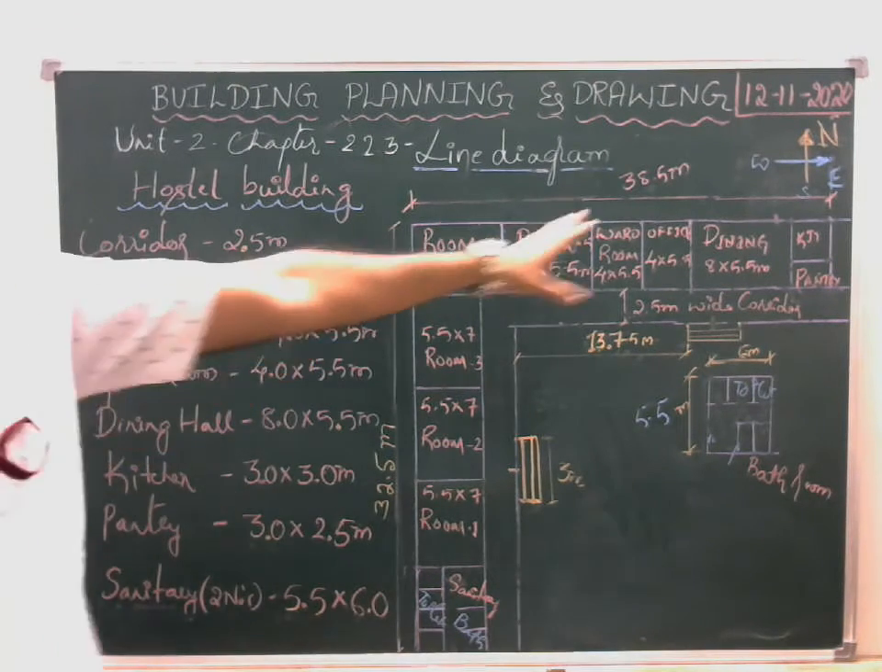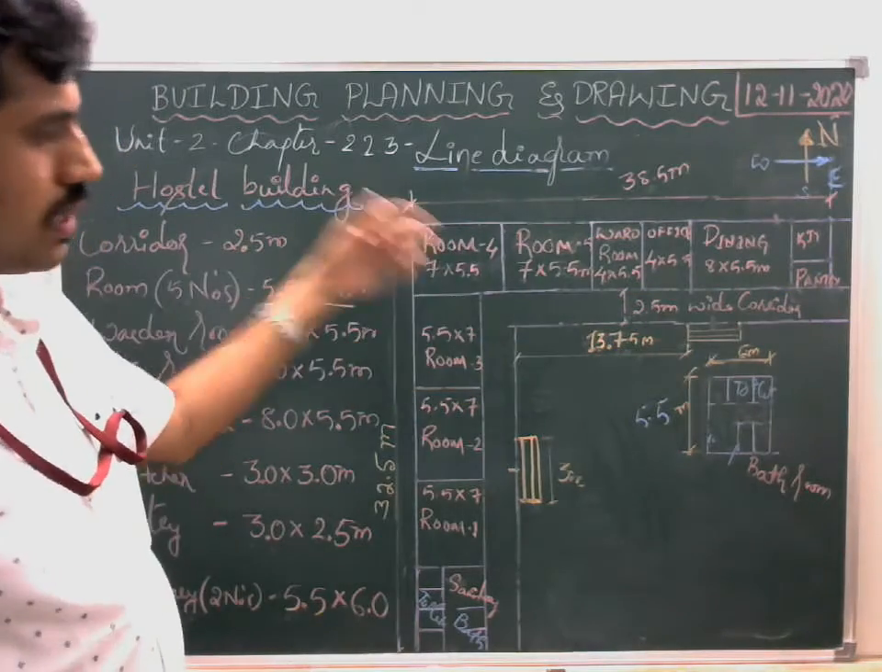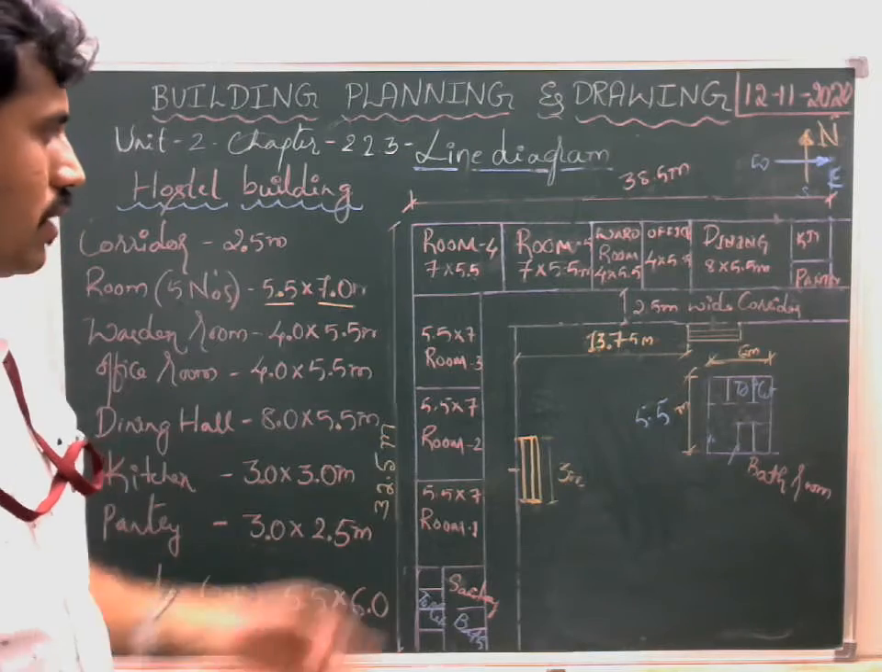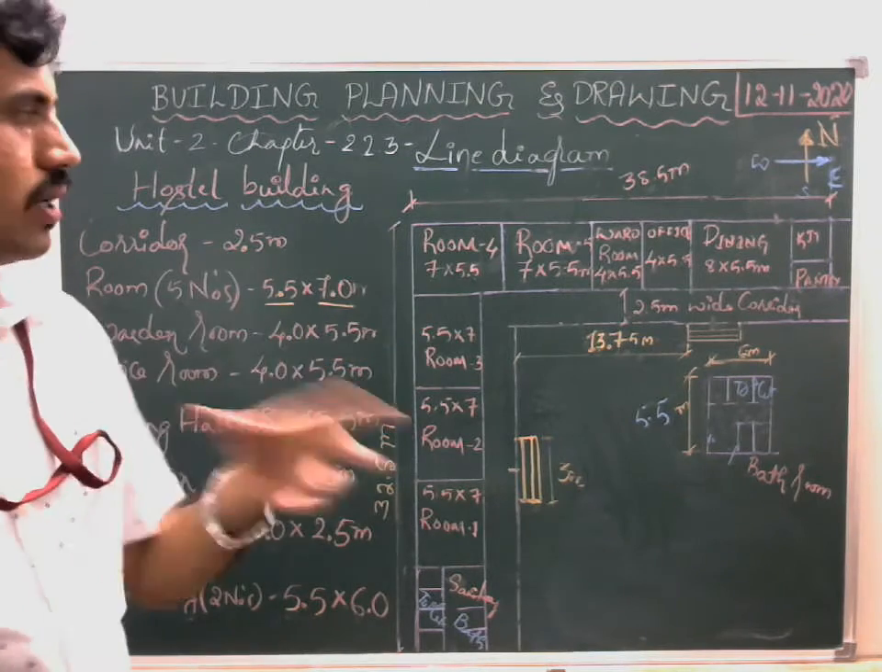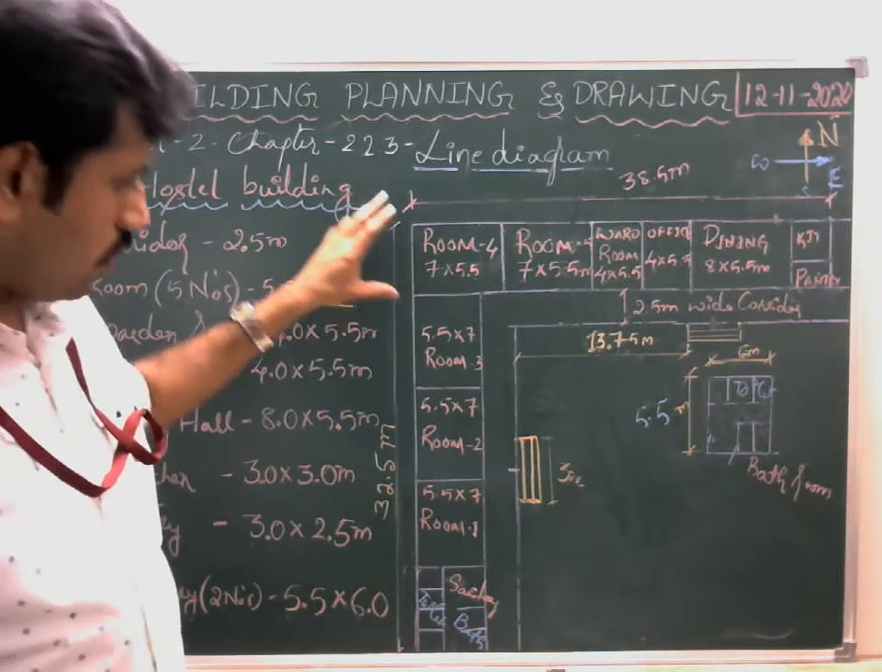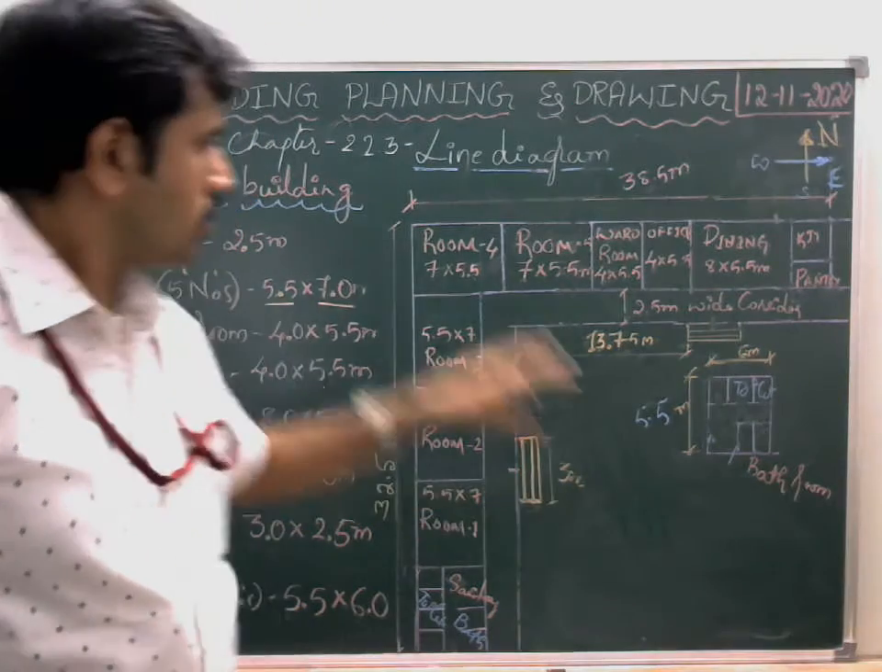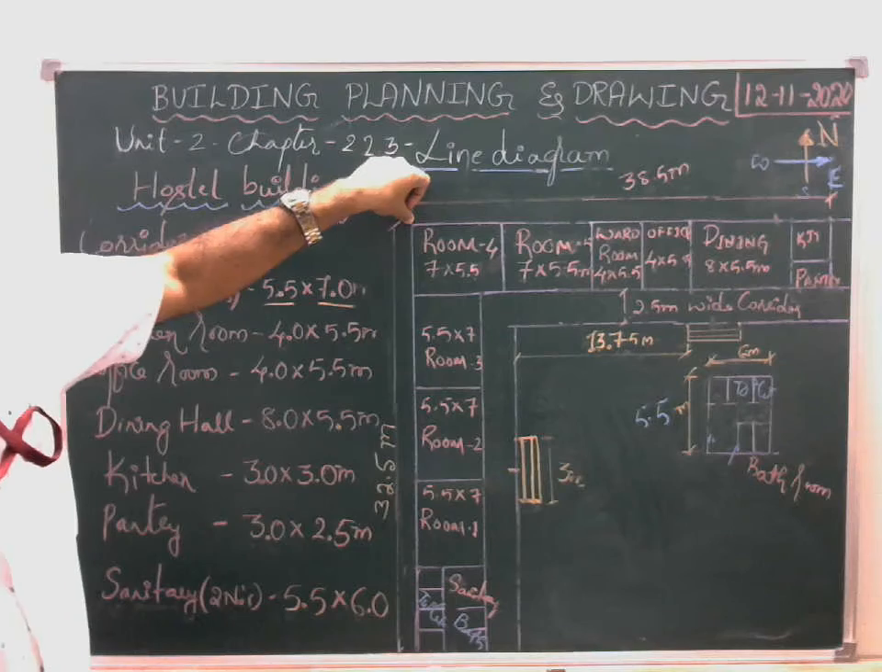So it looks to be very simple on the board. It is already written, but while you are preparing it on the paper, it looks very ambiguous or confusing. So what we have to do? We have to prepare according to the scale. So start from any corner, one corner.